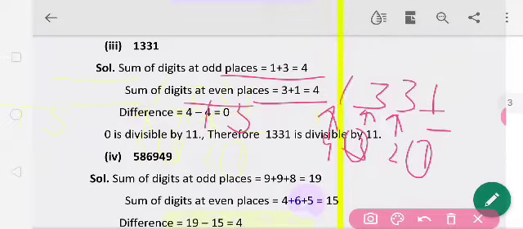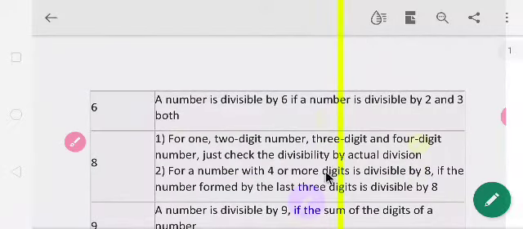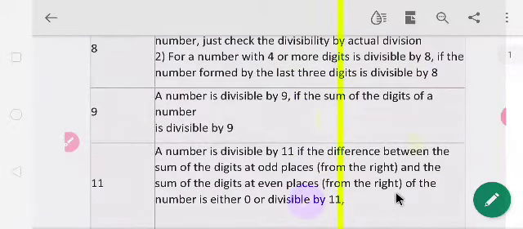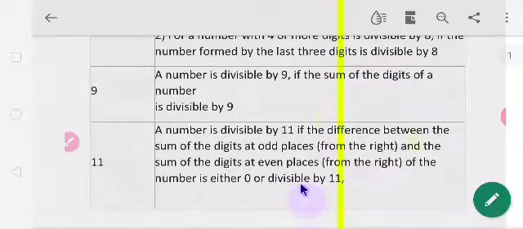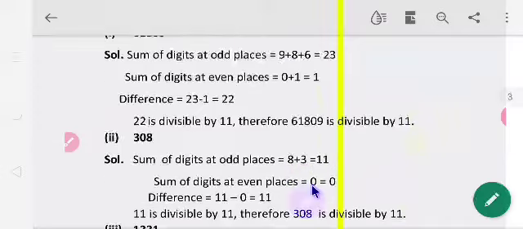Now find the difference. Difference means minus. We have to subtract these two numbers from each other. So 4 minus 4 is 0. And we have seen that the condition given is, if the difference between the sum of digits at odd and even places is either 0 or a number which is divisible by 11, then we can say that the number is divisible.